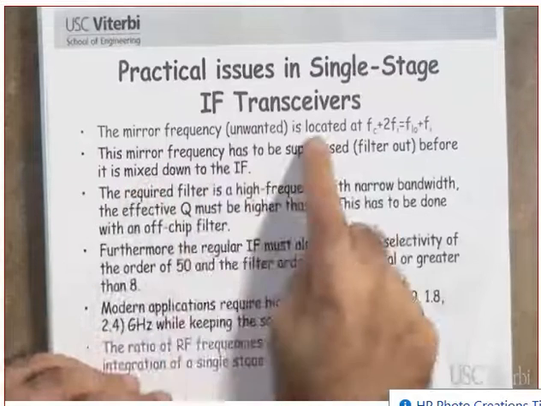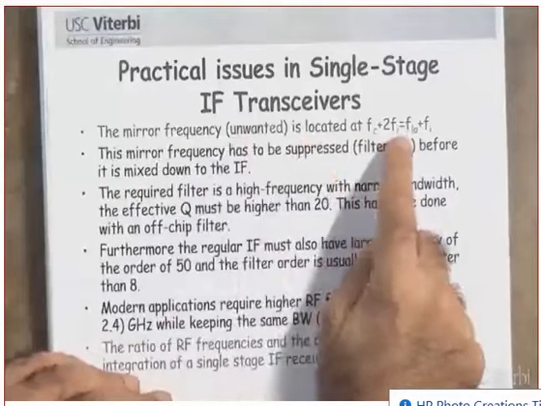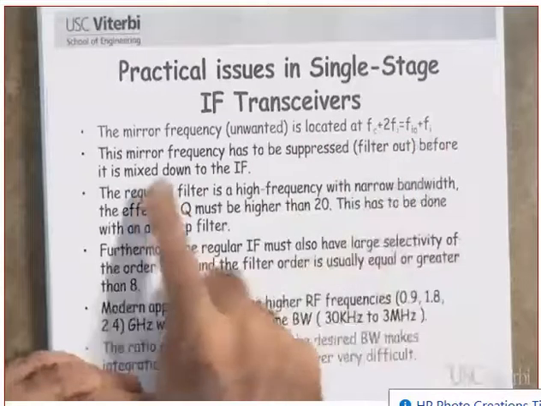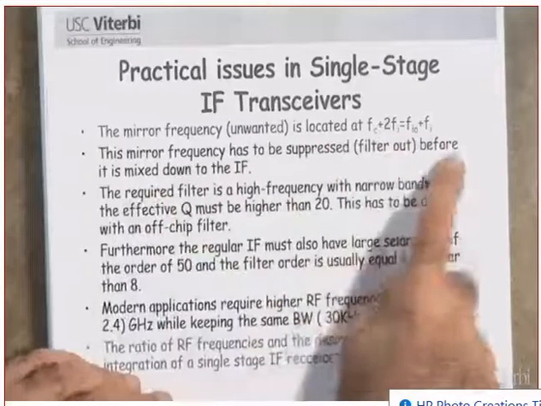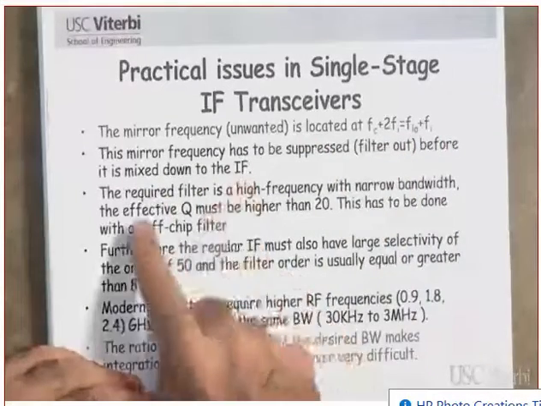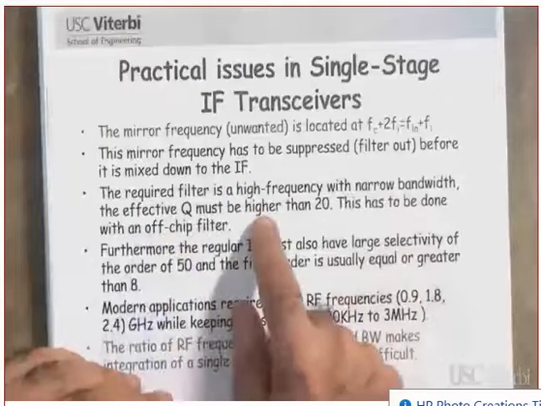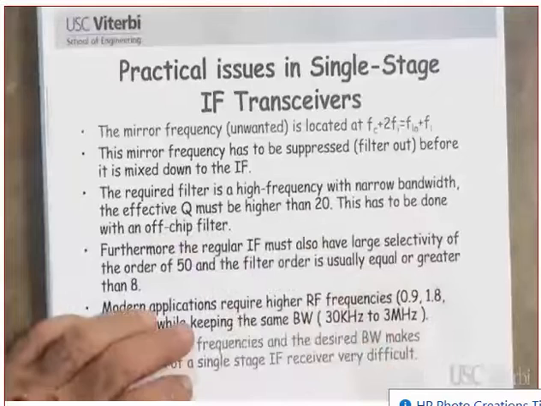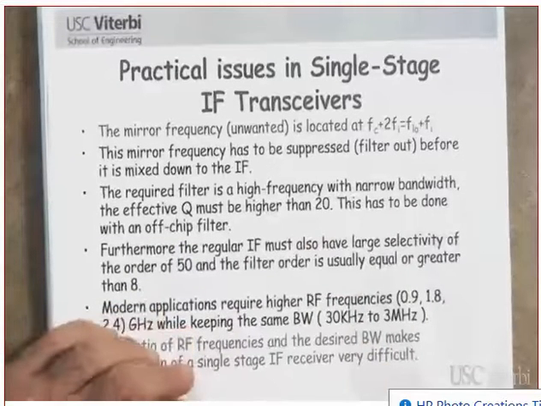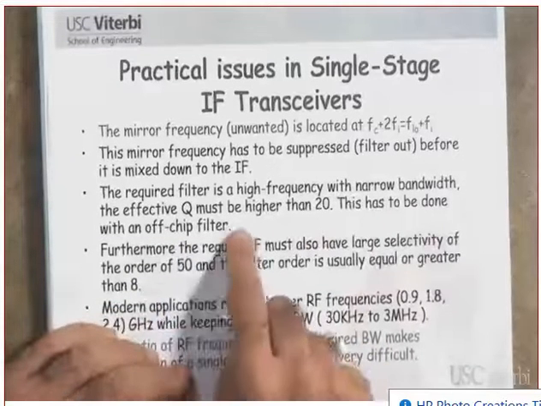The unwanted mirror frequency is located at FC plus 2 FI. FI is the image. The mirror frequency has to be suppressed before it is mixed to the IF. The required filter is a high frequency with narrow bandwidth. The effective Q must be higher than roughly 20. Clear? This can be done again with an off-chip filter.